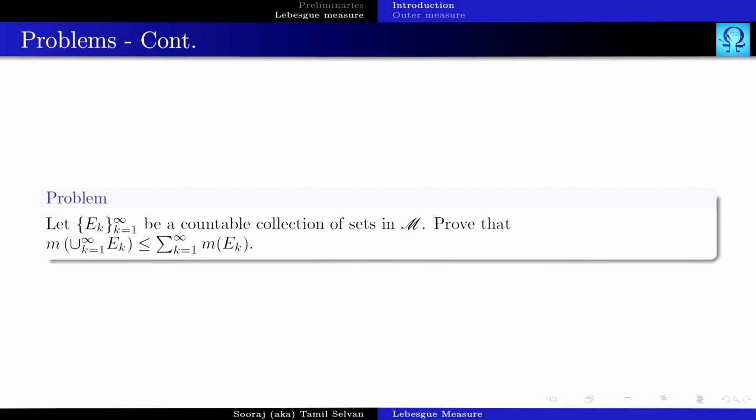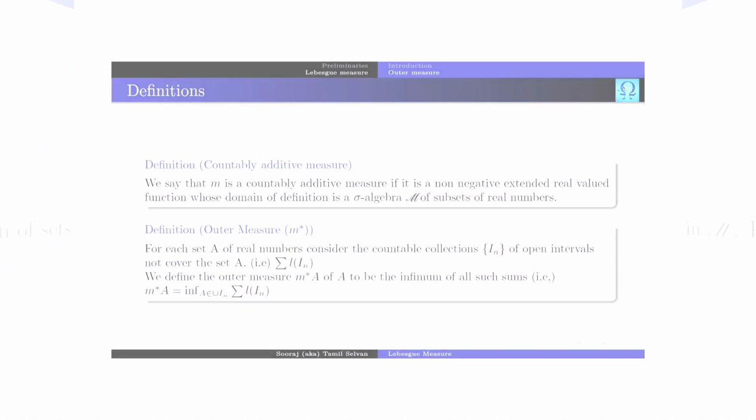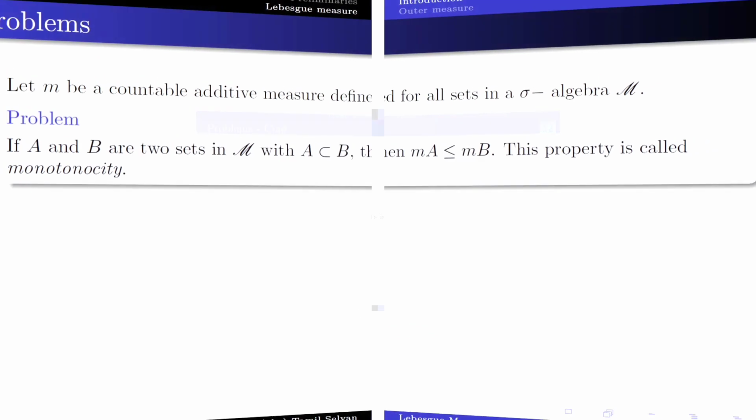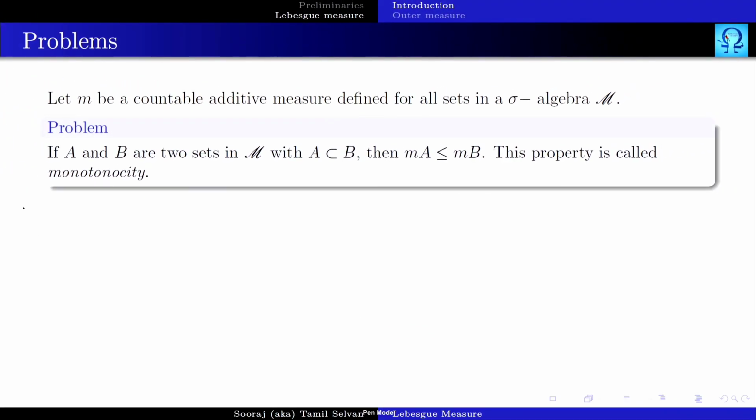So with this ideology, now let us work out the problems and we'll move to the concept of outer measure. How are we going to achieve it? It is given that A and B are two sets in M with A contained in B. Then we'll have to prove measure of A is smaller than or equal to measure of B. This property is called monotonicity, but we'll have to prove this.